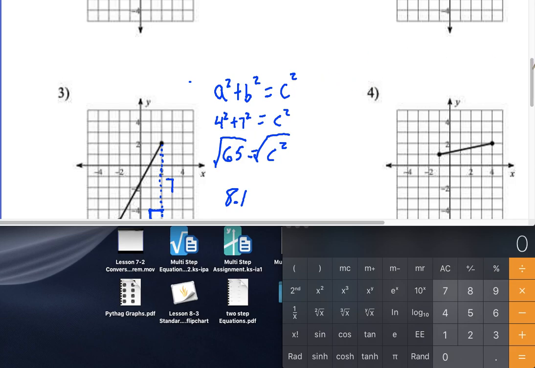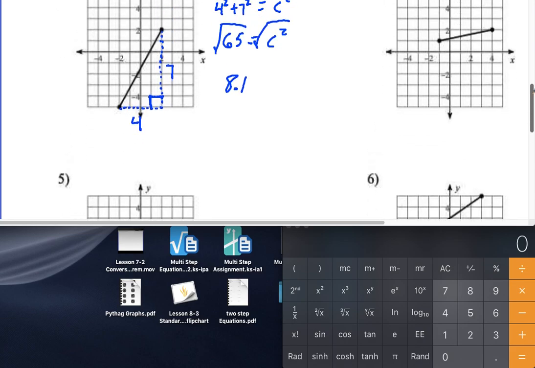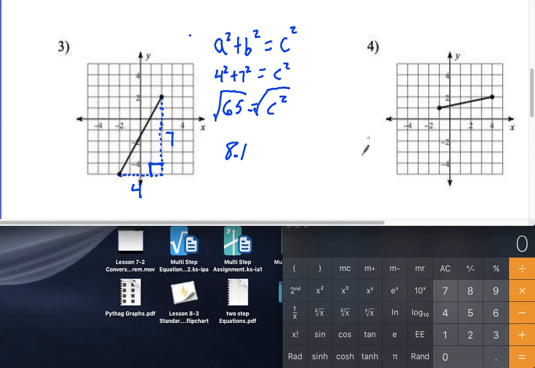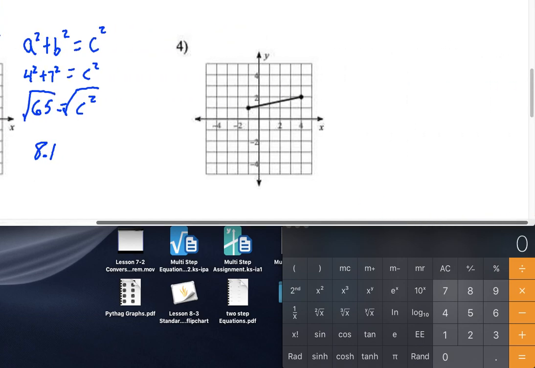Let's just do number 4. Again, I want to make my line the hypotenuse of a right triangle. This distance here is obviously going to be 1, and this is 1, 2, 3, 4, 5. So I can do 1 squared plus 5 squared equals c squared, and I can type that straight into my calculator.